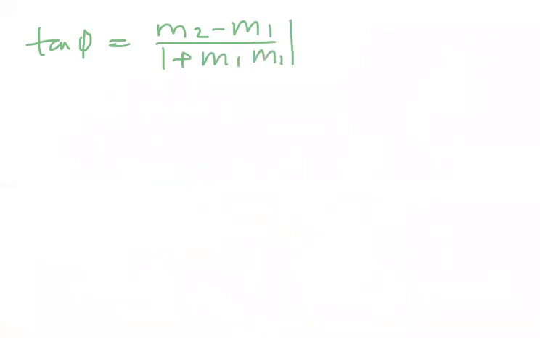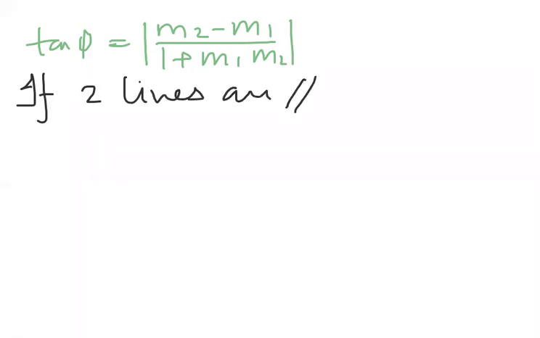So now on the next sheet, I'm showing you angle between them is tan phi is equals to M2 minus M1 upon 1 plus M1 M2. This is the angle between the two lines. Now when angle between two lines we are knowing, then I'm telling you two special cases. First case is if two lines are parallel. Second case, if two lines are perpendicular.